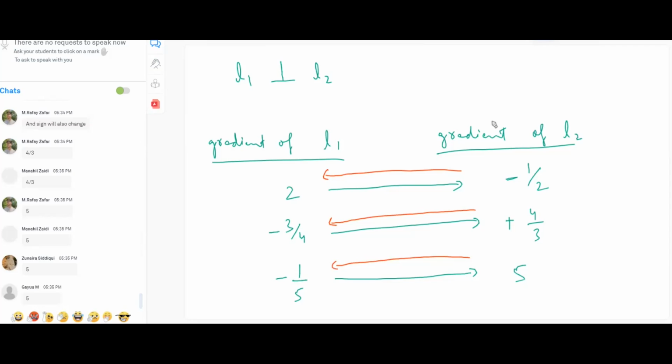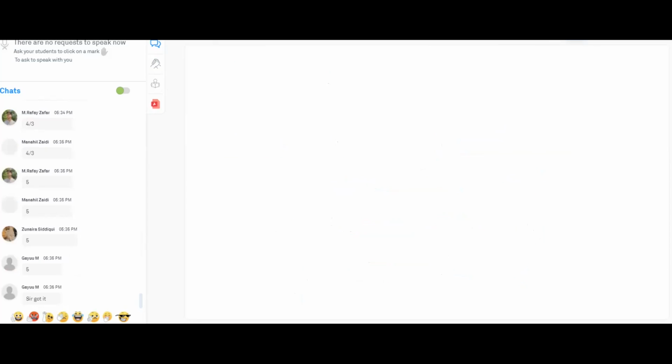तो अगर आपको पता है दो लाइंस परपेंडिकुलर हैं, तो एक का ग्रेडियंट जो होगा वो दूसरे के ग्रेडियंट का नेगेटिव रेसिप्रोकल होगा। ठीक है? Now let's just finish with one example on this very quickly. Let me quickly have a look at a question on this.